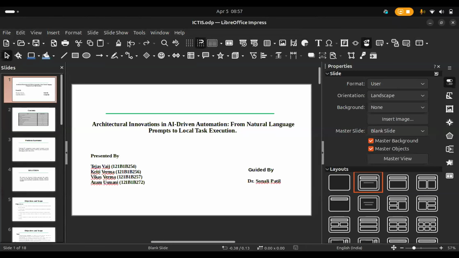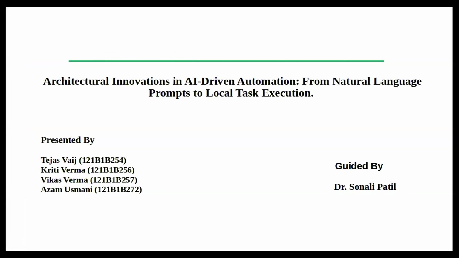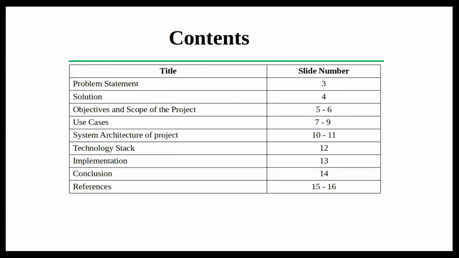So, hello, everyone. This is the presentation on architectural innovations in AI-driven automation from natural language prompts to local execution. We are the team members: me, Kriti Verma, Vikas Verma, and Azam Usmani, and we are guided by Dr. Sonali Bhatt. The contents of the PPT are: first we will explain the problem statement and the solution, the objectives and scope of the project, the use cases of the project, the system architecture of the project, then the technology stack, implementation, and then conclusion and references.